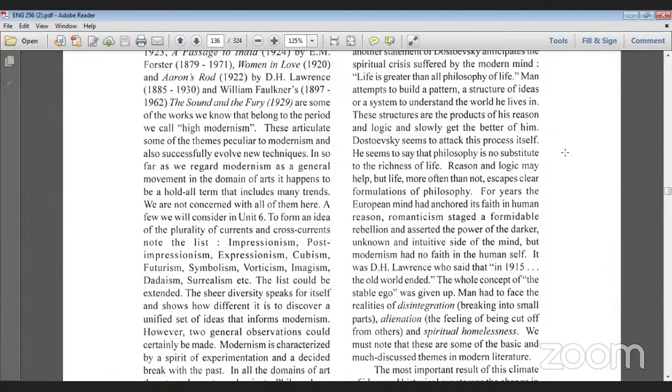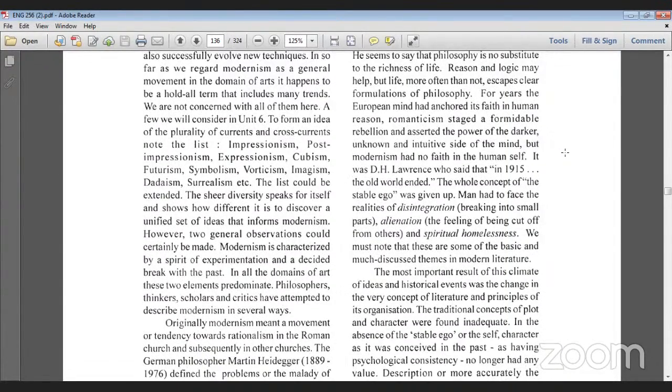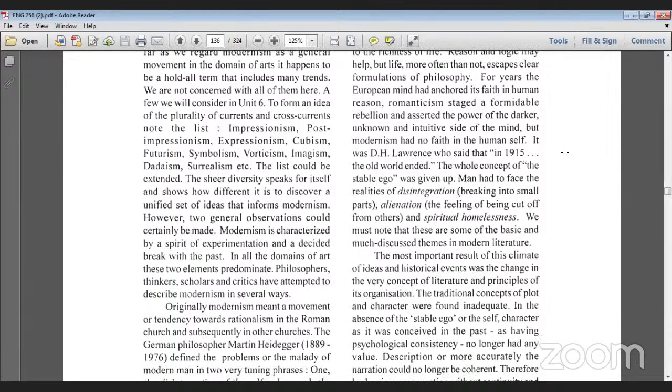It was D.H. Lawrence who said that in 1950 the old world ended. The whole concept of the stable ego was given up. Man had to face the realities of disintegration, breaking into small parts, alienation, the feeling of being cut off from others, and spiritual homelessness. We must note that these are some of the basic and much discussed themes in modern literature. The most important result of the climate of ideas and historical events was the change in the very concept of literature and the principle of its organization.